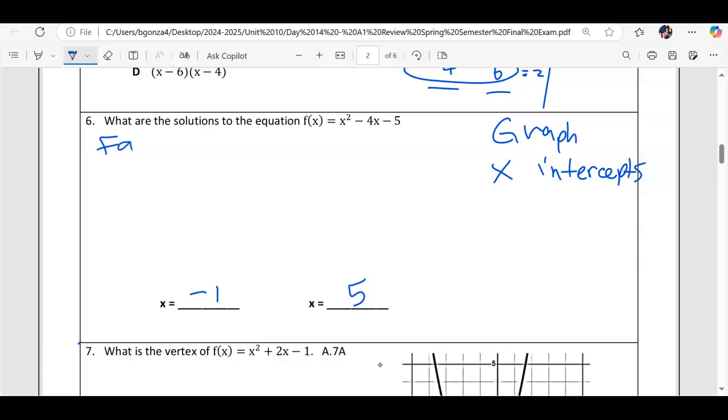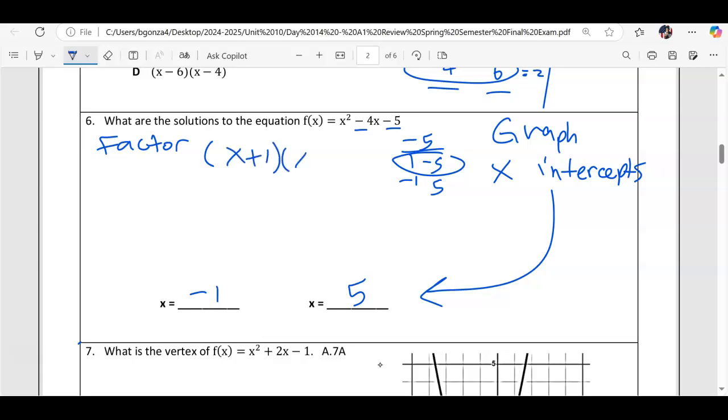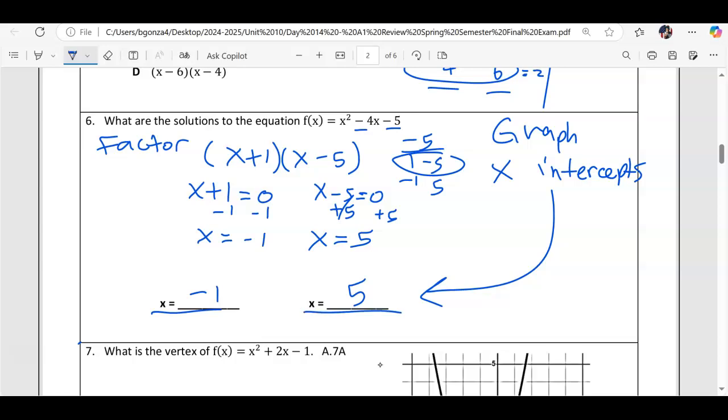Now, if you wanted to factor, you could factor it too. Negative 5 is either going to be 1 times negative 5 or negative 1 times 5. And the one that adds up to make negative 4 would be this one. X plus 1, x minus 5. And then you set each of these equal to 0, because that's how you solve, when you have it equal to something, it's equal to 0. And after I solve each of these, I get these two solutions. Cool.